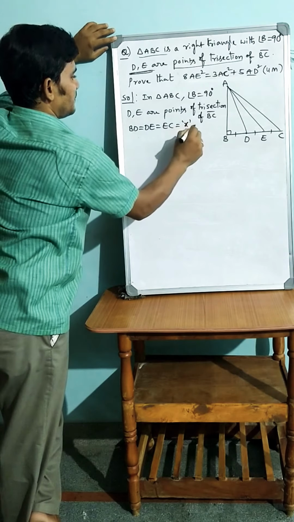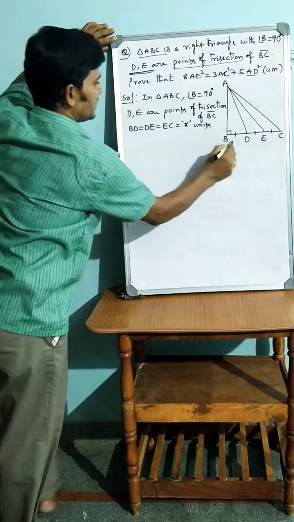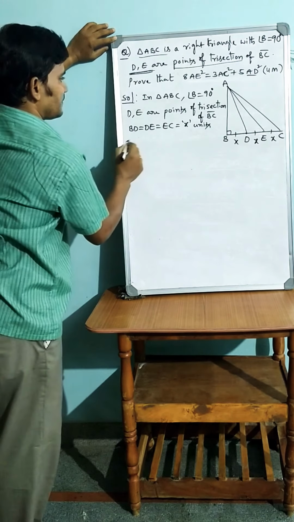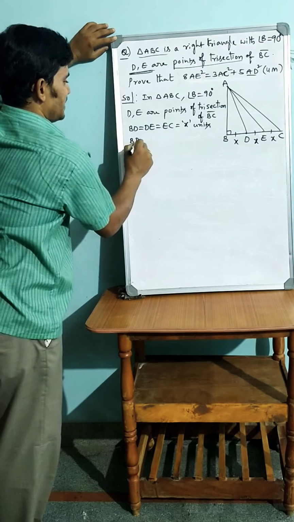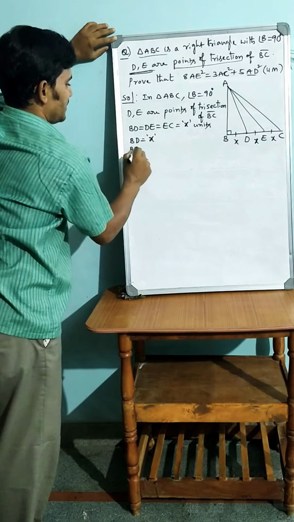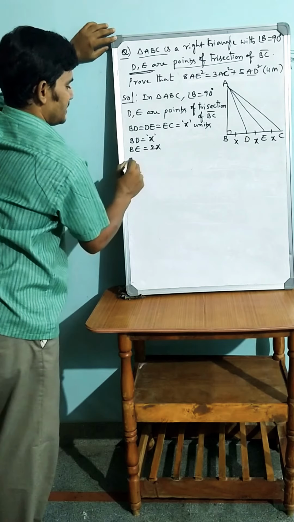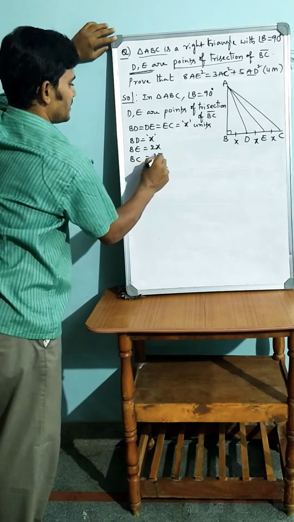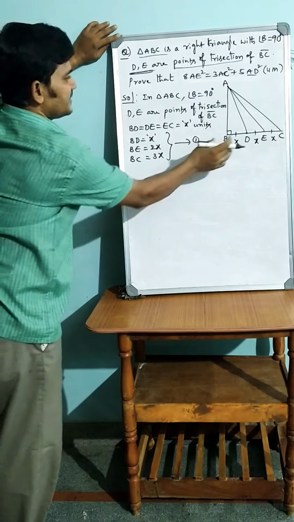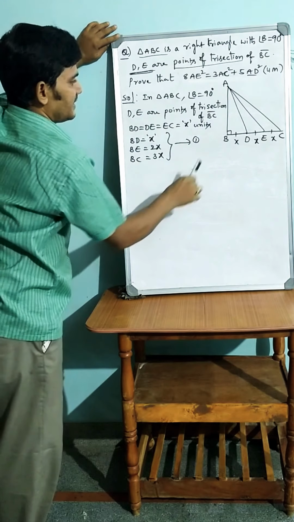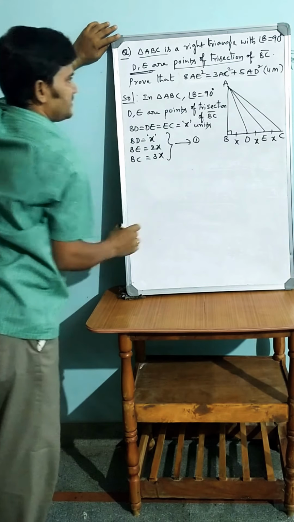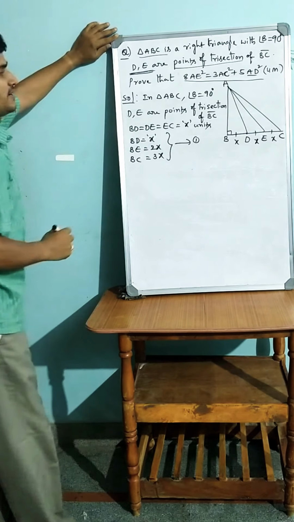Let them be some x units. If you take BD as x, DE as x, EC as x, then what happens? BD is equal to x units and BE will become 2x, the base BC becomes 3x. Now, one can easily observe there are 3 right triangles; opposite to 90 degrees there are 3 opposite sides, which means these 3 are hypotenuses. You have to show the relation between the hypotenuses only.